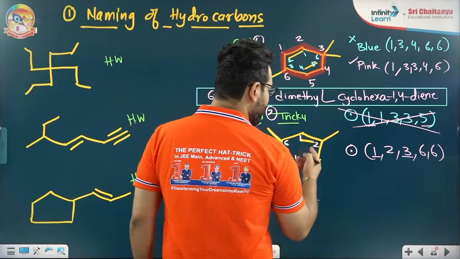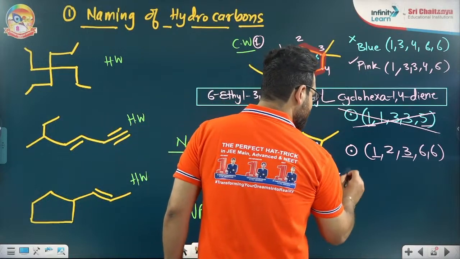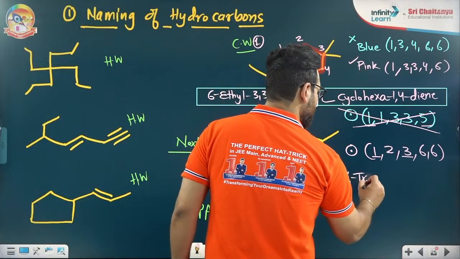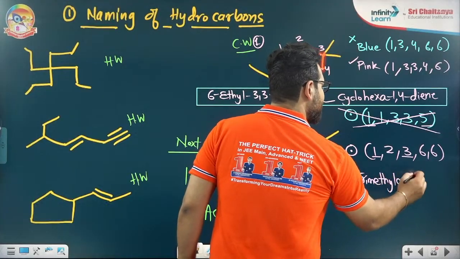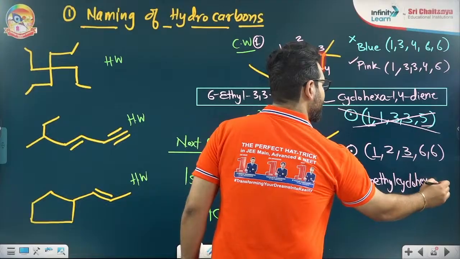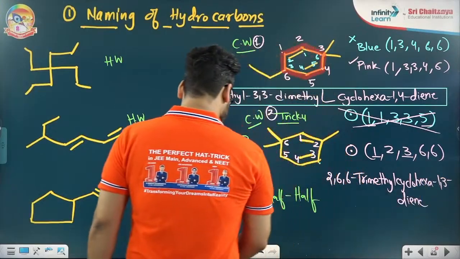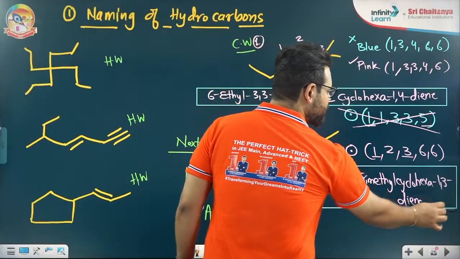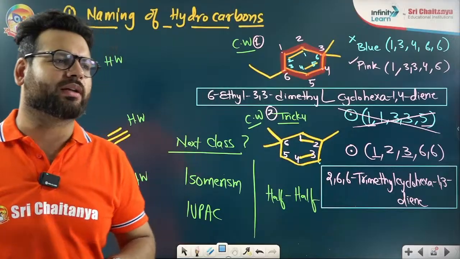So it is going to be 2,6,6-trimethylcyclohexa-1,3-diene. Okay, I have taken mostly those questions only where you tend to make mistakes.